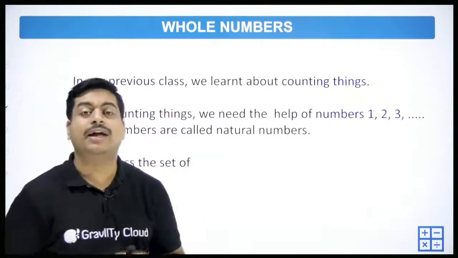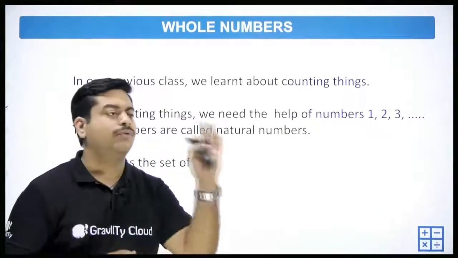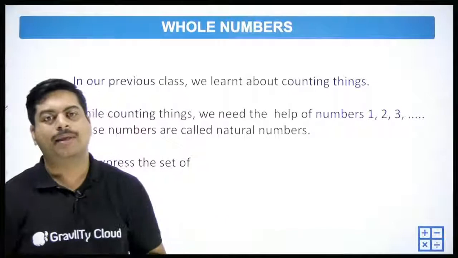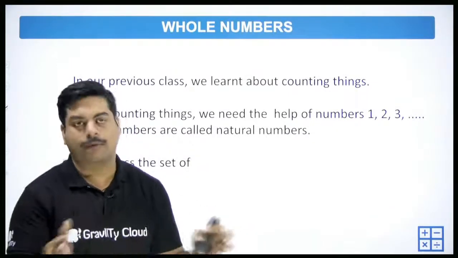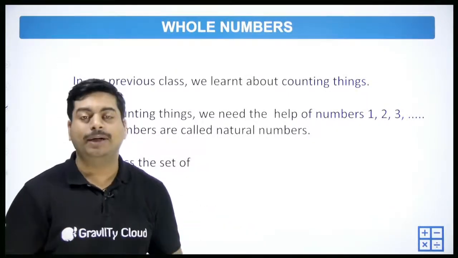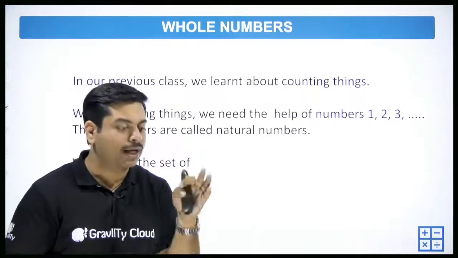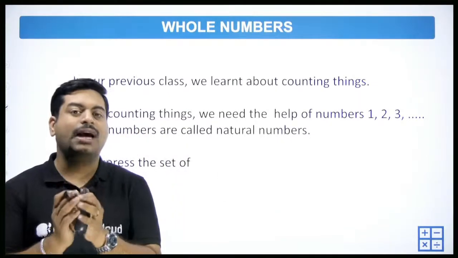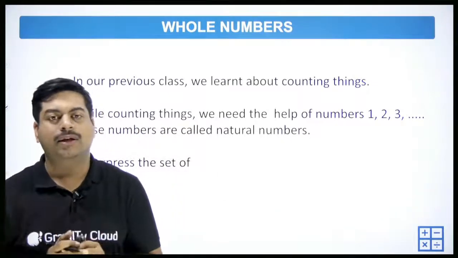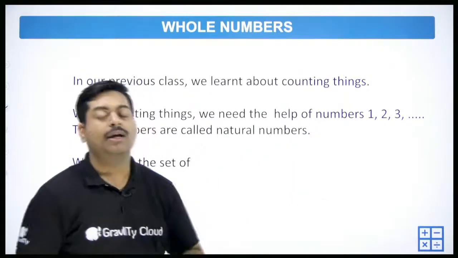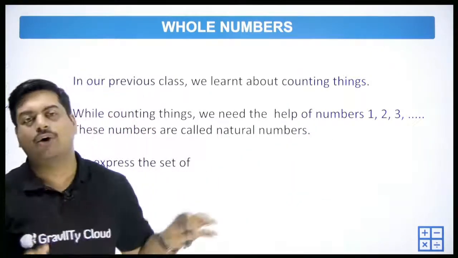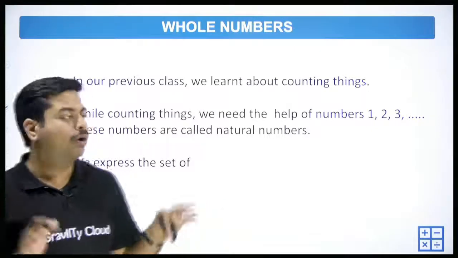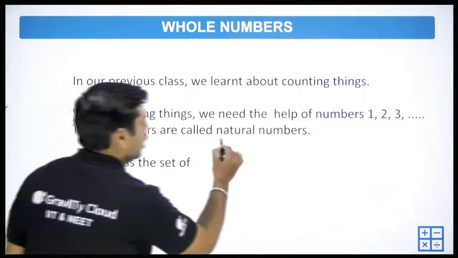For example, if you want to find the number of people in your class, you count 1, 2, 3, 4, 5. If you have some chocolates and you want to count how many you have, you say 1, 2, 3. But we never start with another number when we are counting. The starting number is always 1. So all those counting numbers are called natural numbers. Okay, we have seen that.